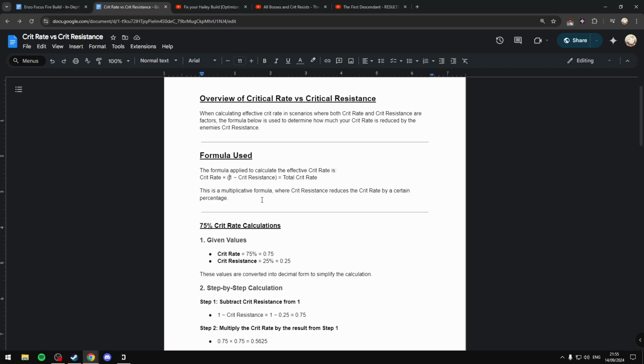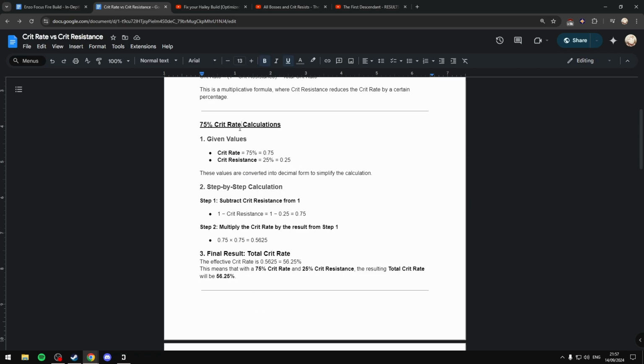So the formula we use to calculate the total crit rate when we're fighting a specific colossi is crit rate times 1 minus crit rate resistance. This formula is multiplicative, where the crit resistance reduces the crit rate by a certain percentage. So for the first calculation, say for instance if we have 75% crit rate on your descendant or weapon, we will then turn the 75% into a decimal to make this calculation more simple.